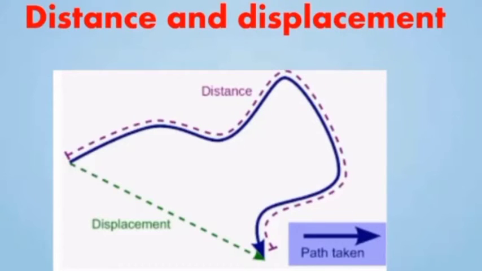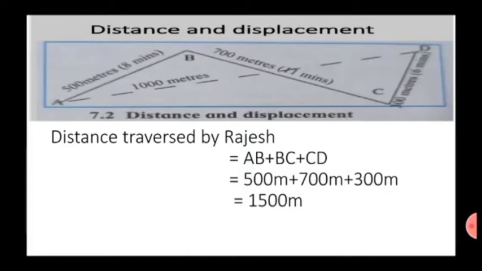Let us study distance and displacement with the help of an activity. You can see, children, in the figure there are four points A, B, C and D. A is the point where Ranjit's house is and D is the point where Ranjit's school is. Now, Ranjit wants to go from his house to his school. So, he uses a route: AB is 500 meters, traveled in 8 minutes. Then BC is 700 meters, traveled in 11 minutes. And the final distance CD is 300 meters in 6 minutes.